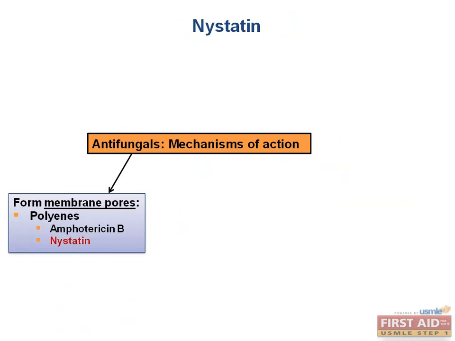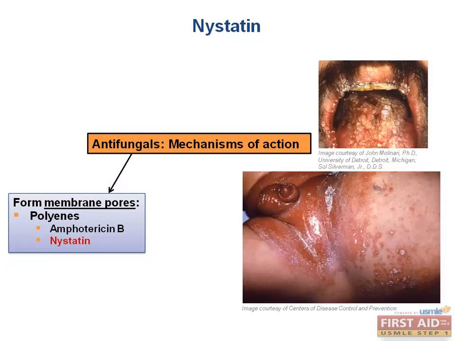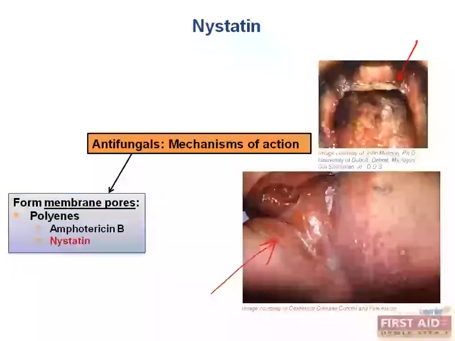Moving on to nystatin, which has the same mechanism of action as amphotericin B, it is limited to topical use because of its extreme toxicity when used systemically. It is therefore used for local fungal infections. Topical indications include oral candidiasis, also known as thrush, which you can see in this top image. The nystatin is given as a swish and swallow preparation. This lower image shows diaper rash, which is another indication for nystatin. You can also use it in vulvovaginal candidiasis.